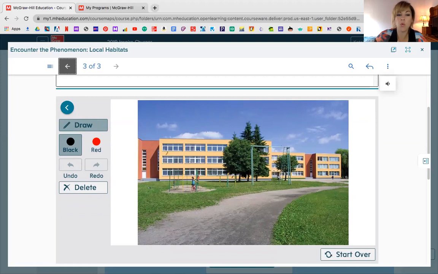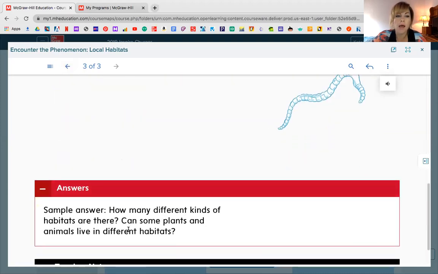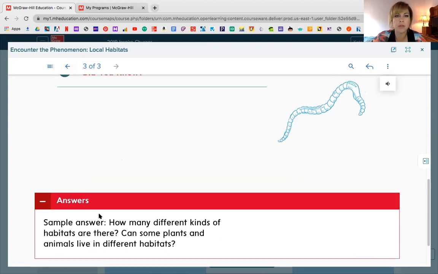What are things that you wonder about the habitat? So let's see what some of their answers were. How many different kinds of habitats are there? So what are all the different types of habitats? They want to know, can some plants and animals live in different habitats? Those are good questions. I hope you guys had some really good ones too.